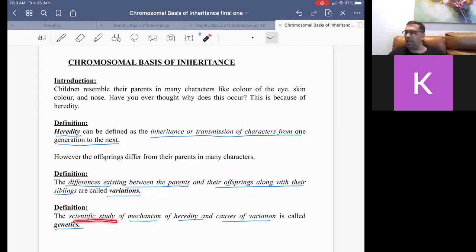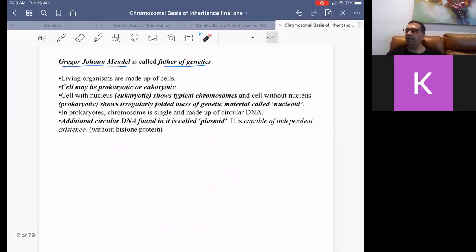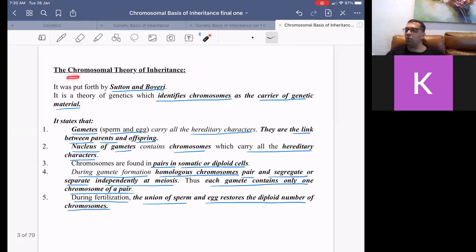And the scientific study of mechanism of heredity and causes of variation is called as genetics, which was given by Bateson. And then we have Gregor Johann Mendel, who is called as the father of genetics, which we have done in detail. What was the chromosomal theory of inheritance? Chromosomal theory was put forward by Sutton and Boveri. It is that theory of genetics which identifies chromosomes as the carriers of genetic material. Who carries genetic material? Chromosomes carry genetic material.